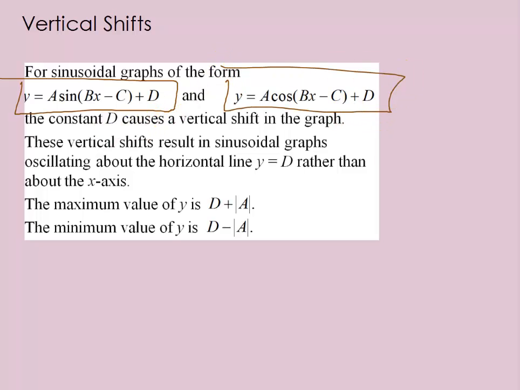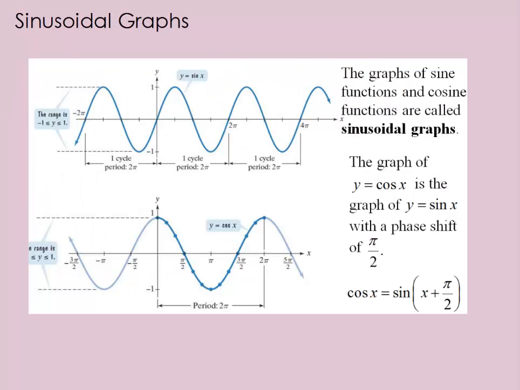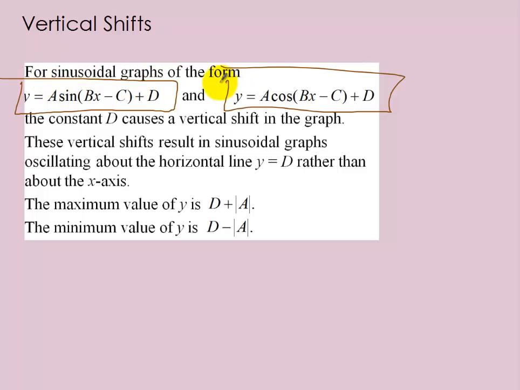Oh, there's a mention, before I get into that, sinusoidal graphs. You might hear this term. Cosine and sine functions are called sinusoidal graphs. Why are they called that? Because they form this sine wave. They're basically forming the same wave, it's just they're shifted. So for sinusoidal graphs of this form, that constant d is a vertical shift. So it's shifting the graph up and down. And we've done that for other types of graphs before, so that shouldn't be a big deal.